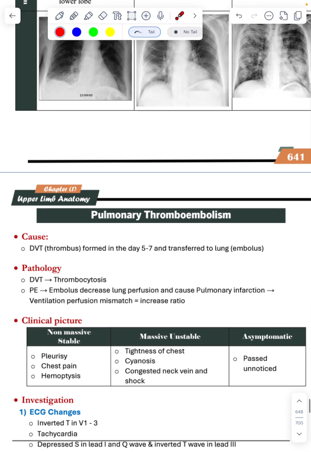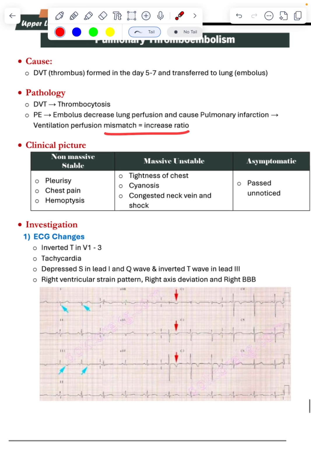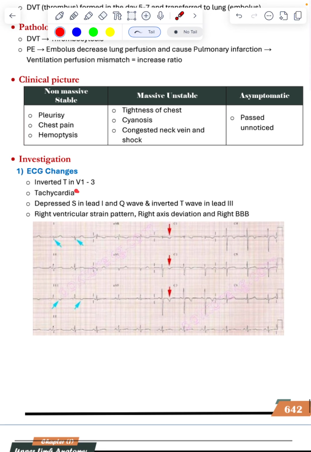Pulmonary thromboembolism: DVT thrombus at 5 to 7 days. Pathology: thrombosis, pulmonary embolism, lung perfusion-ventilation mismatch increases, non-stable. Clinical picture: non-massive stable, pleurisy, chest pain, hemoptysis. Massive stable, tightness. Massive unstable, chest tightness, cyanosis, congested neck veins. ECG changes: V1 to V3 T changes, tachycardia, depressed S, Q wave, right heart pattern.